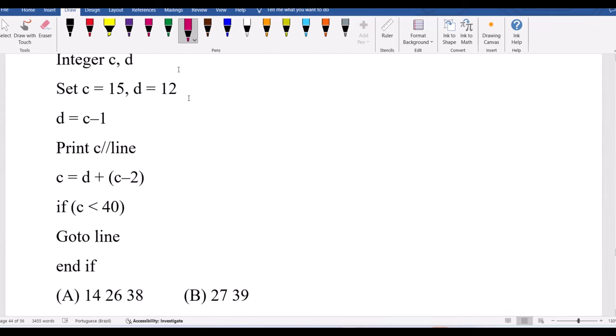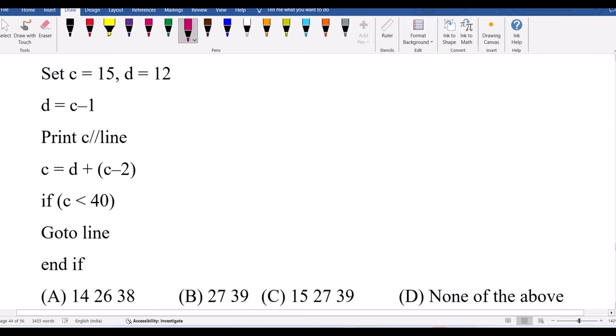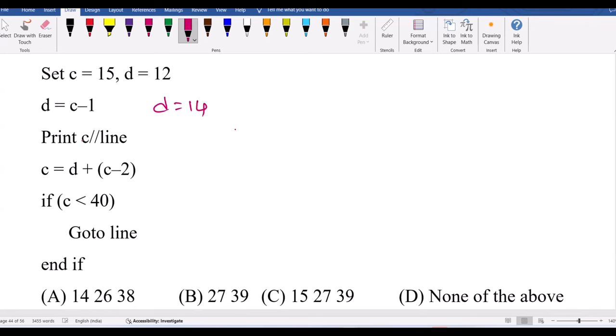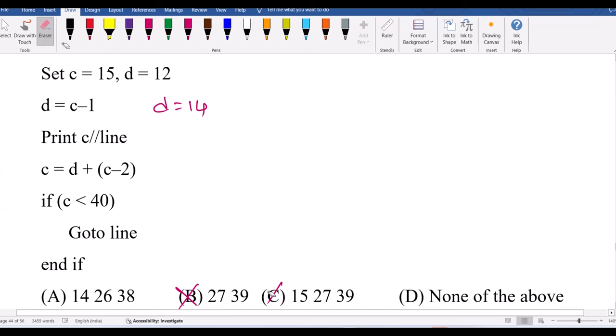Integer C and D values are given, fine. C and D values are already there. Now, D equal to C minus 1, you are printing that. D equal to C minus 1 means D is nothing but 14. You are asking to print it. So 14 will be printed. This is not correct. First should be print C, 15. Print C, not print D. Print C is given, so this option is eliminated. First 15 is printed. Then C is equal to D plus, D value 14.